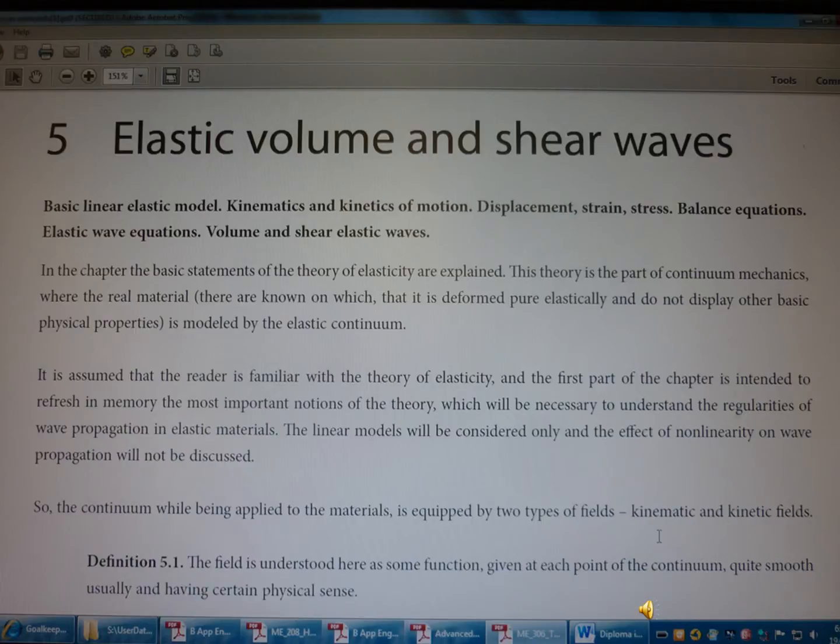Basic linear elastic model, kinematics and the kinetics of the motion. Displacement, strain, stress, balance equation, elastic wave equation, volume and shear elastic waves. So in this case, the basis of elasticity has to be considered. This is part of continuum mechanics. Firstly, we have to understand the two types of field: kinematic and kinetic field. Here the field is some function given at the points of the continuum, usually having a certain physical sense. So this is the definition of the field.